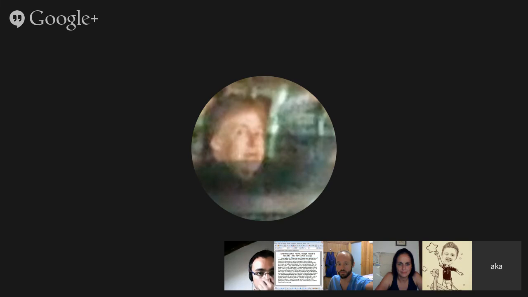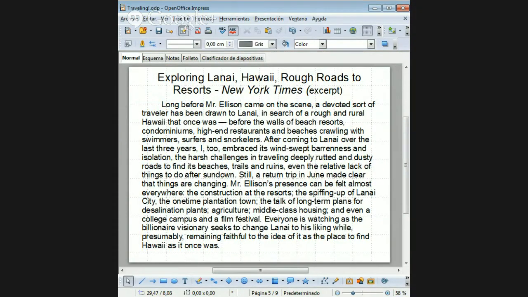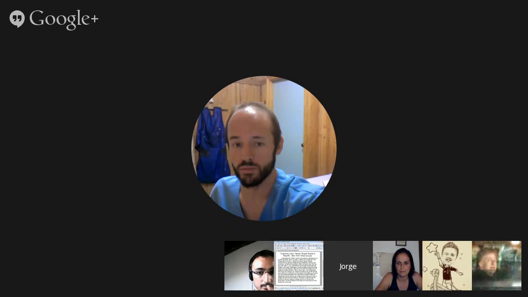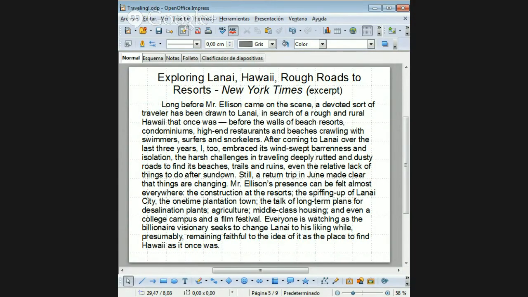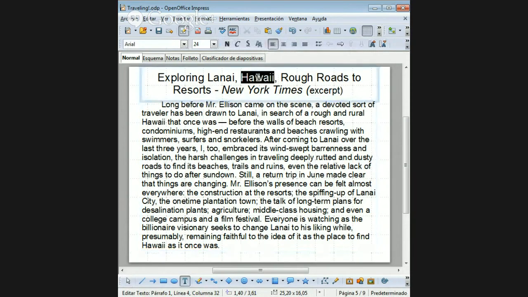New York Times excerpt. Yeah, I'm only allowed to block Antonio's screen. That is curious. I'm not sure why. So you can't mute yourself? Okay, that's fine.